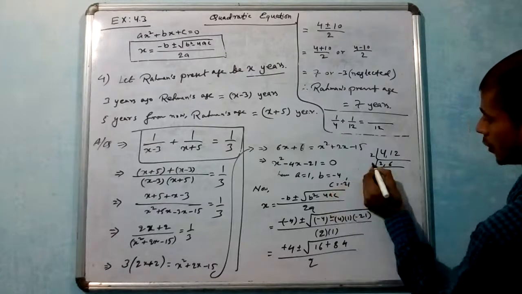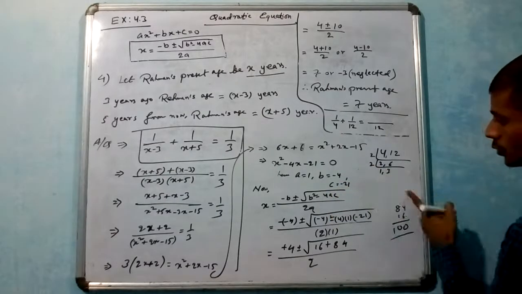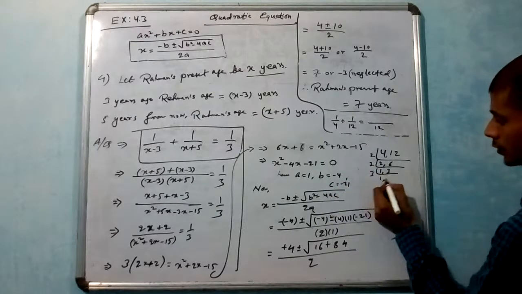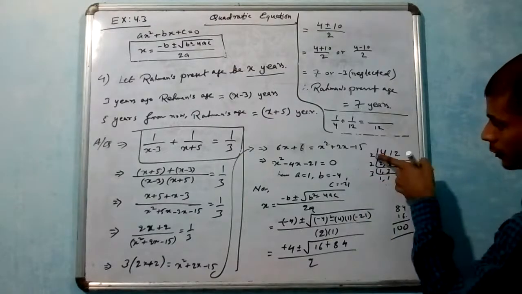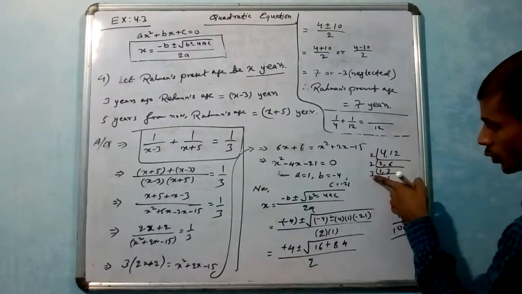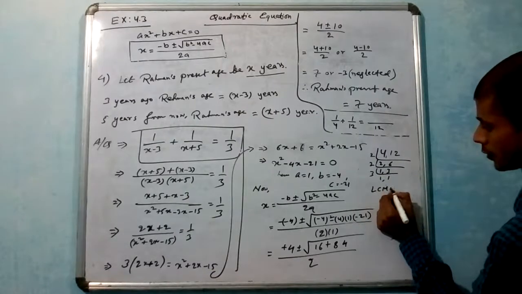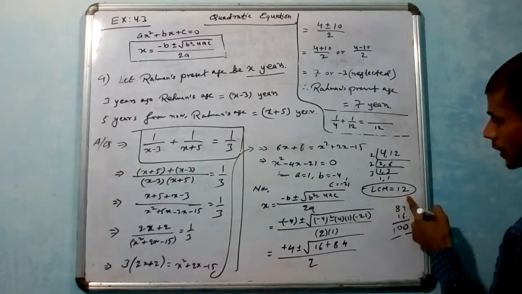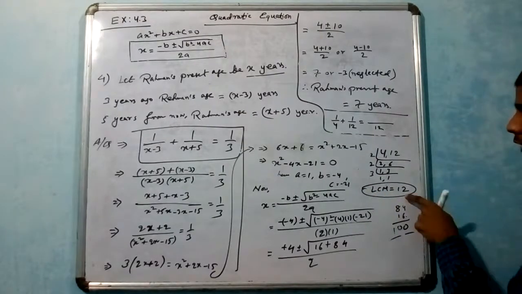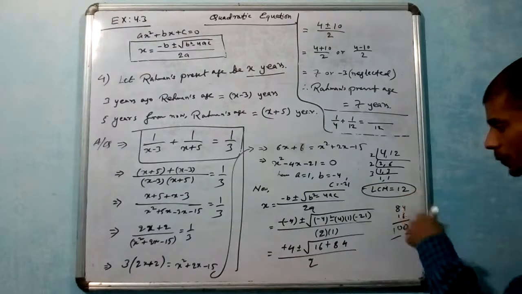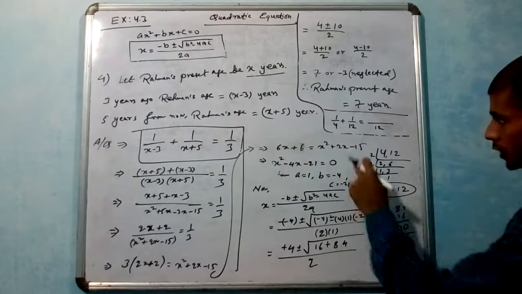No, and then 3 1s are 3, isn't it? And then we multiply: 2 2s are 4, 4 3s are 12. So the LCM is 12. Understanding? The LCM is that lowest value which can be divided fully by all the numbers. So for 4 and 12, the LCM is 12 itself.